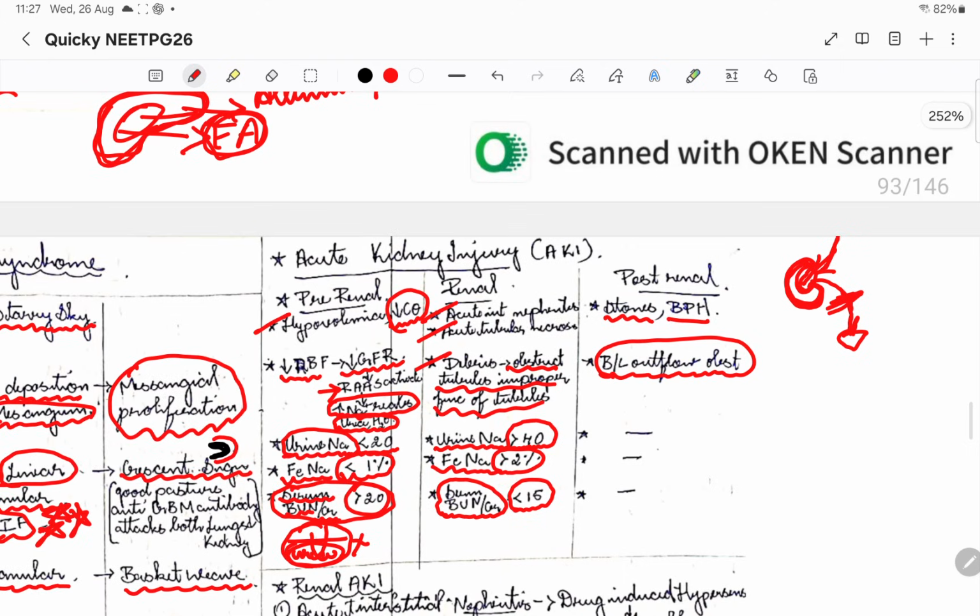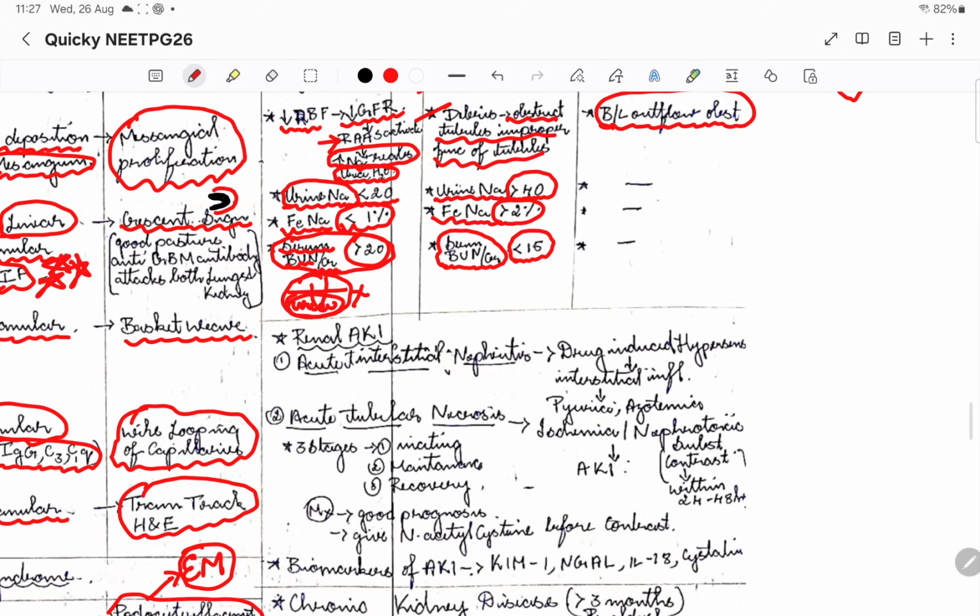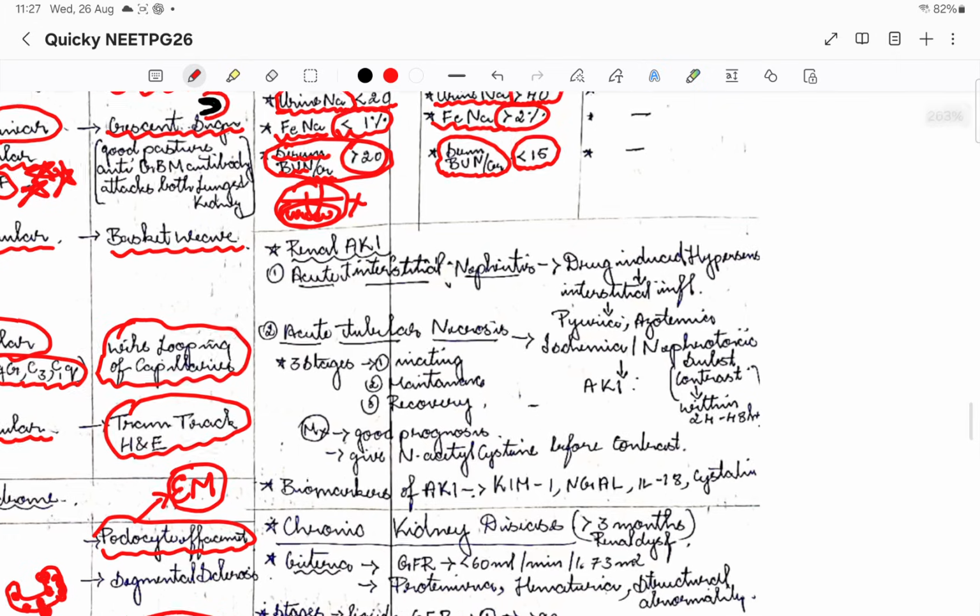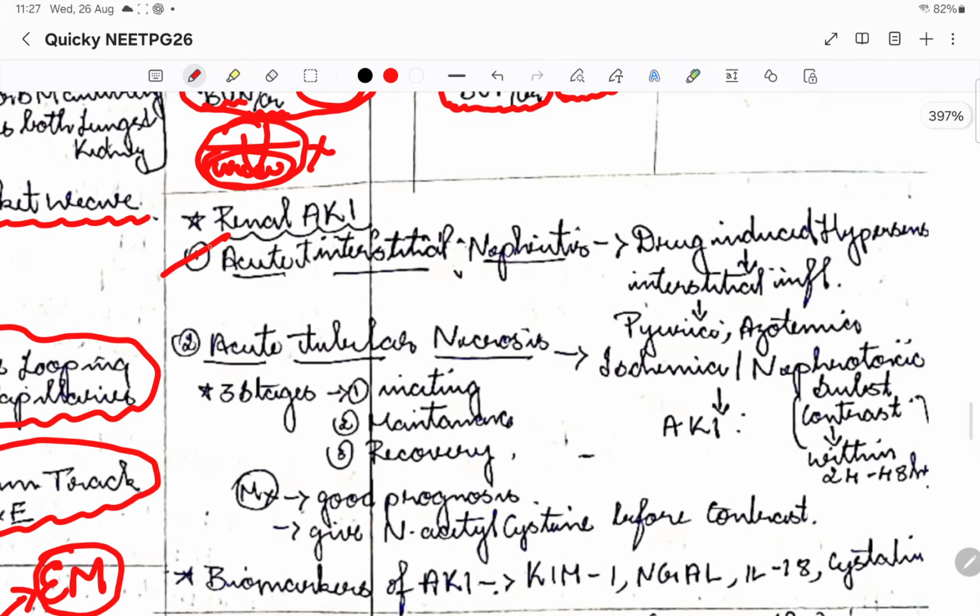This is the thing with respect to post-renal. Okay. Now, with respect to renal AKI, I told you, right, there are two causes. That is acute interstitial nephritis and acute tubular necrosis. So, we will see one by one.